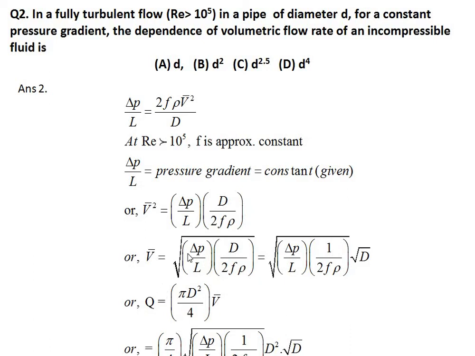When we calculate the dimensions, we find that Q is pi d square by 4 into V. If we replace the velocity equation into this Q equation, we find that our volumetric flow rate is dependent upon d square into root over d, that is d to the power 2.5. So our option C is the correct answer.